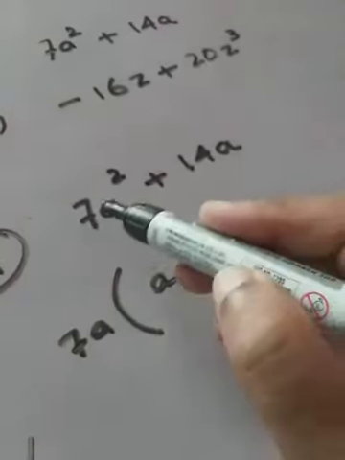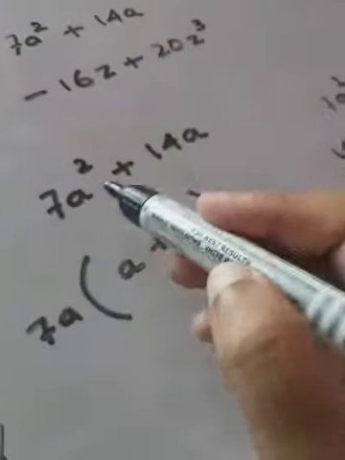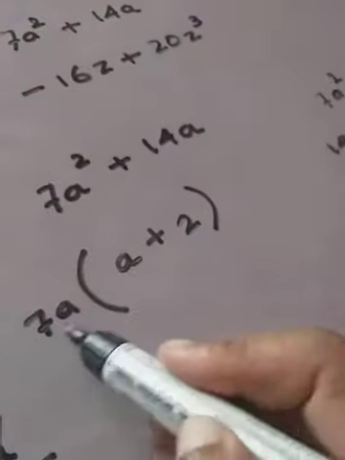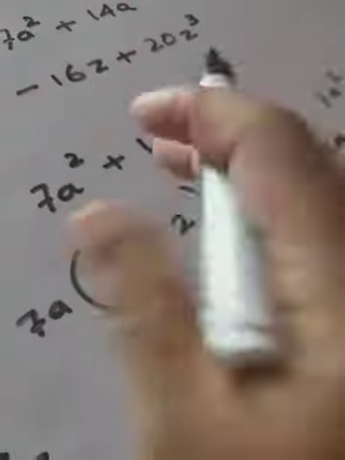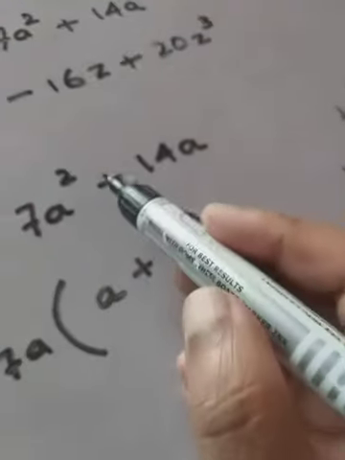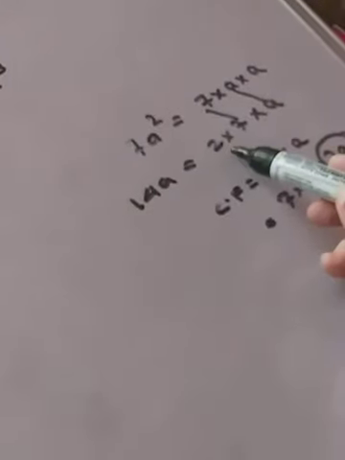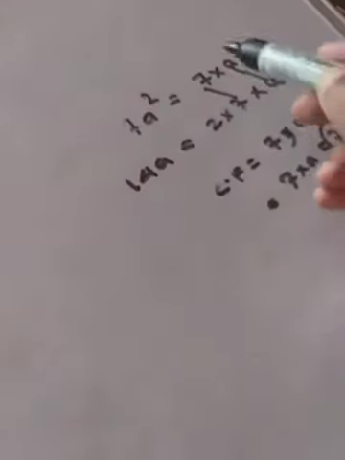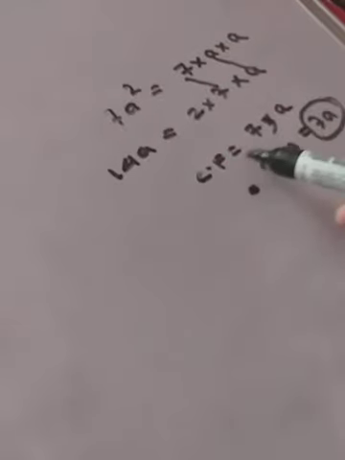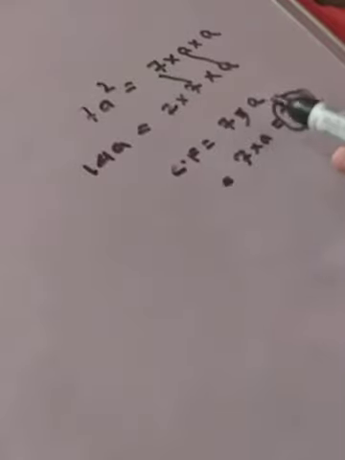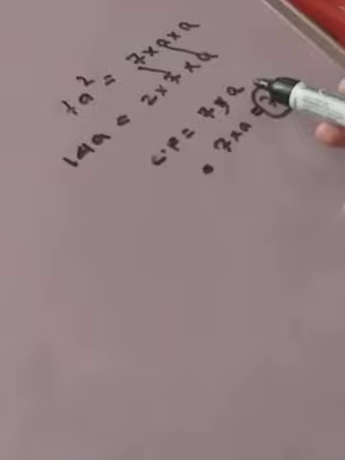Again I am repeating: the first thing you have to decide is what term you have to take as common. To get the common, each term has to be converted into irreducible form. 7a square is written as 7 into a into a, and 14a is written as 2 into 7 into a. Now see which terms are common. These are the common factors. Since 7 and a are common, you multiply all those common factors and get the product as the common term.